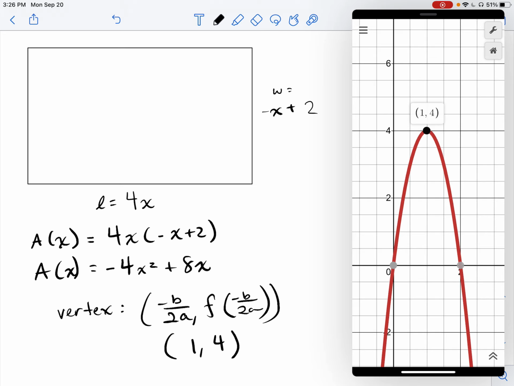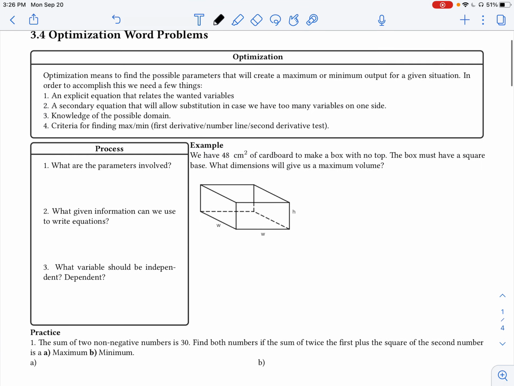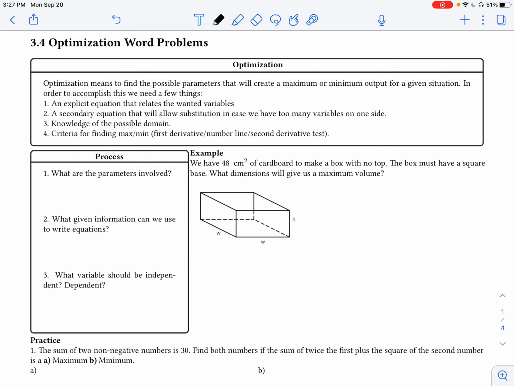So then the question begs, how would we do this if we were dealing with a non-quadratic function? How could we find the values for our independent variable that will produce a possible maximum or a minimum? Well, if you think about it, we've already talked about in this course how to find maximums and minimums. We found how to find relative extrema using both the first and the second derivative. So that's essentially what we're doing in this lesson, but we're going to be doing them in context. So today's lesson is all about optimization. It's essentially this process where we're going to be trying to find the possible parameters that will create a maximum or minimum output for a given situation.